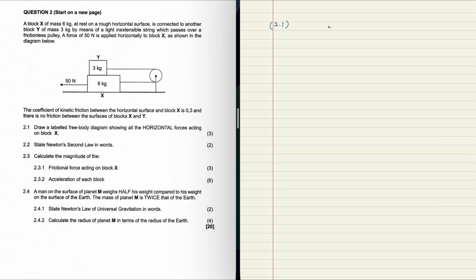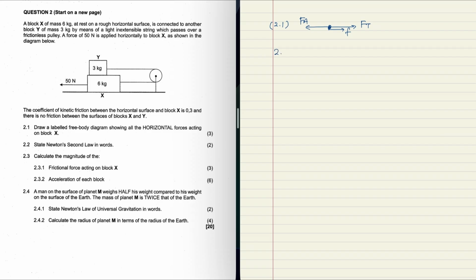So block X is going to experience a force applied to the left. It's going to experience a force of tension to the right. And because they tell us about friction, well, kinetic friction, it means that it's also going to experience friction going to the right because it's being pulled to the left.